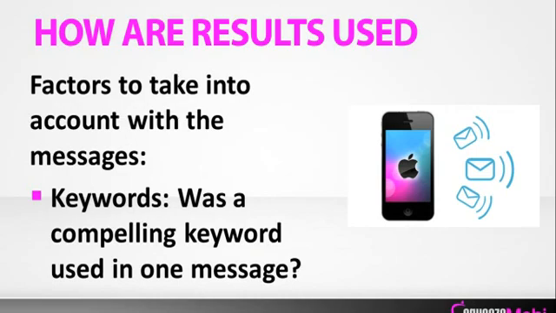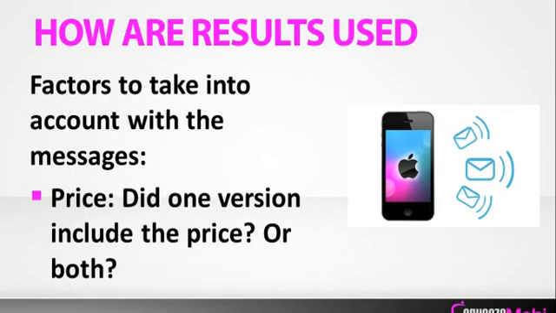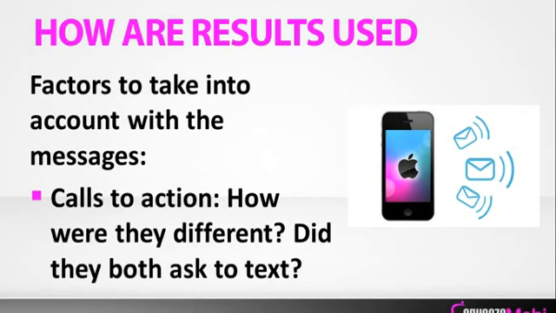All right. Also, keywords. Was the keyword compelling in one message compared to the other? Keywords sometimes can matter, and if you have time to do some experiments, why not try some different keywords and see which ones work for your business. All right. So price. Did variation A include the price, or did both variations include the price, or was there some way you put the price in those messages that made people respond to them differently?